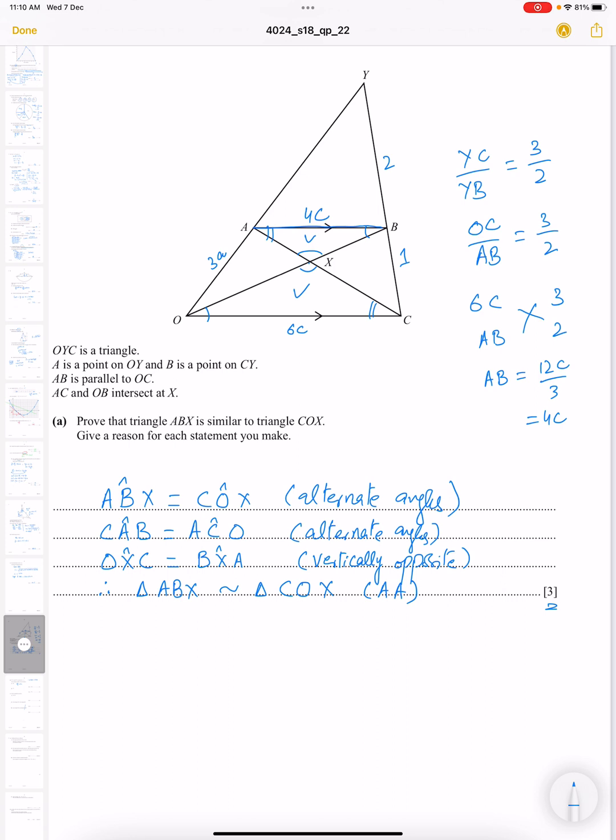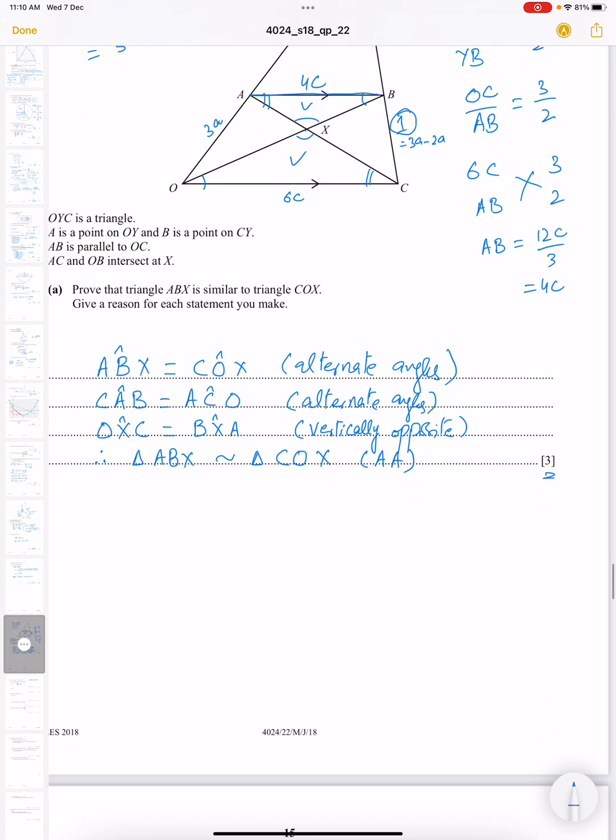In order to find out CY, we need to find out the actual length of CB. So what do we see? That CB is basically equal to CO plus OA plus AB, using vectors. CO is basically minus 6C plus 3A, and then AB is 4C. It becomes 3A minus 2C. This is CB. This is 3A minus 2C, and it is represented by 1 in ratio.